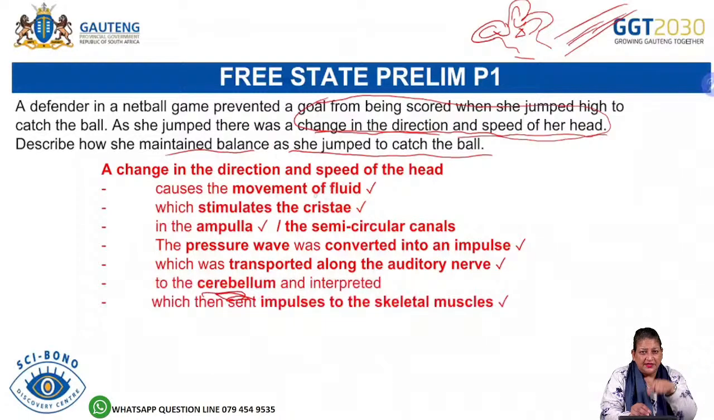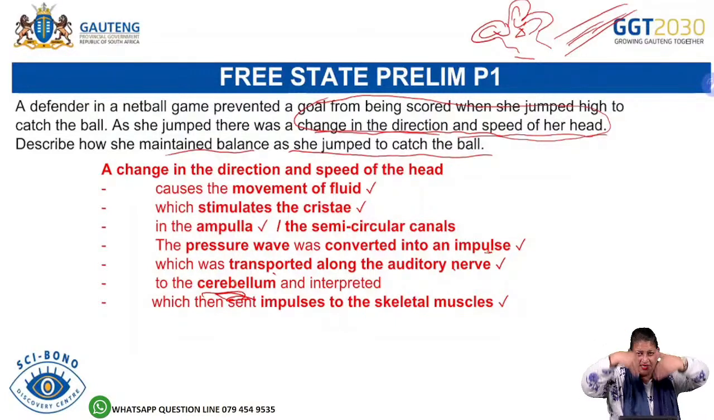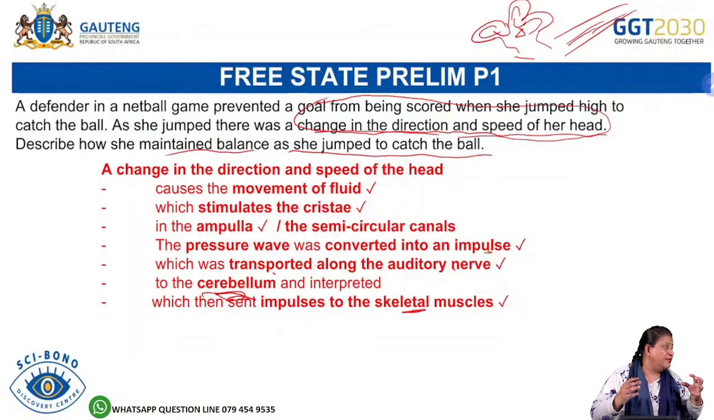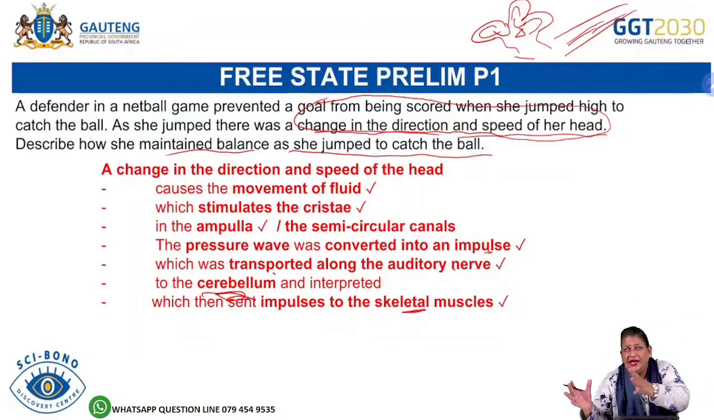The fluid where? Inside the semicircular canal, which will stimulate the cristae. This will cause a pressure wave. The pressure wave will be converted to a nerve impulse. It will be transported along the auditory nerve to the cerebellum. And then the cerebellum in the brain must send a nerve impulse to the muscles of your bones, which are your skeletal muscles. Your skeletal muscles will contract and relax, and you're able to move your head and balance your legs to catch the ball without hurting yourself. You'll try to somehow roll or do something to maintain your balance.